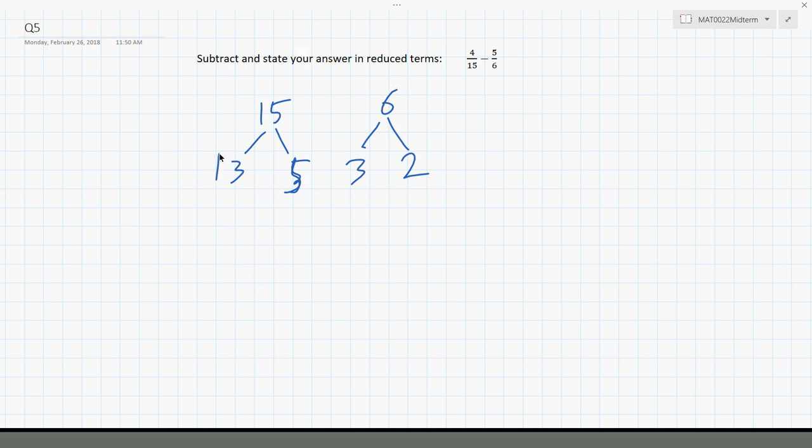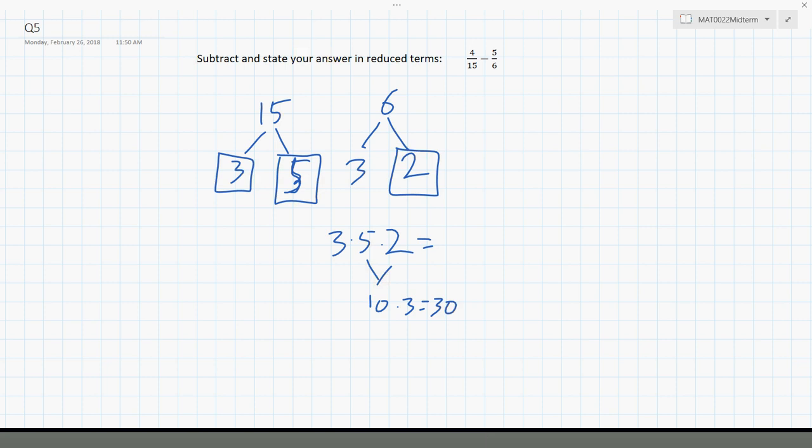Multiply the ones together that they don't have in common. So 1, 3, 1, 5, and 1, 2. We're not going to use that 3 because this one already has a 3, okay? So if we do 3 times 5 times 2, we're going to get 10 times 3, which equals 30, right? So at this point, we're going to take the 30. How are we going to get 15 to 30? Multiply it by 2. Yep.